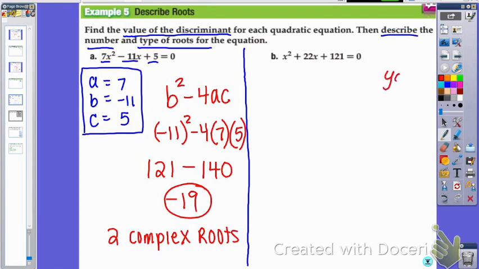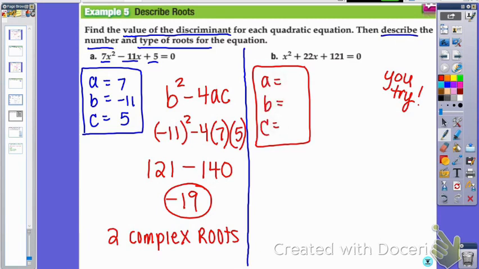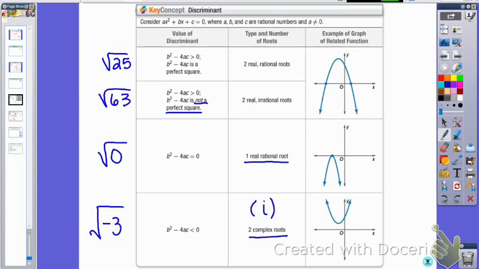So I would like you to try letter B. Find the value, list your ABCs, then figure out what the value of b squared minus 4ac is. And then be sure to tell me what type of roots you'll have. So use the chart. Will you have 2 real rational roots, 2 real irrational, 1 real rational root, or 2 complex roots? So you'll need to answer that question in Delta Math.